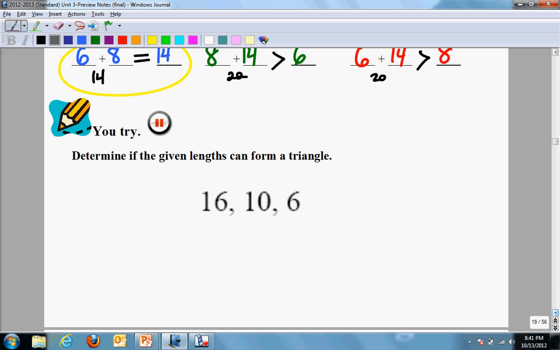I want you to pause the video now and do monkey face and check to see if these 3 lengths make a triangle. Pause, do this on your own, then restart the video.